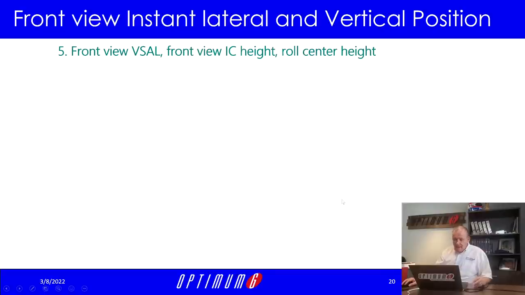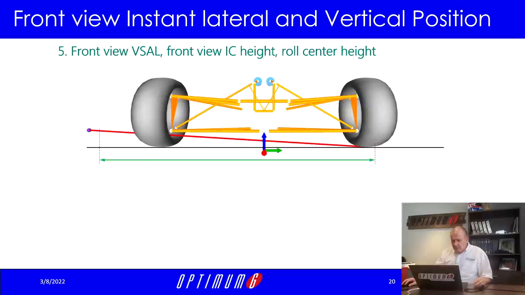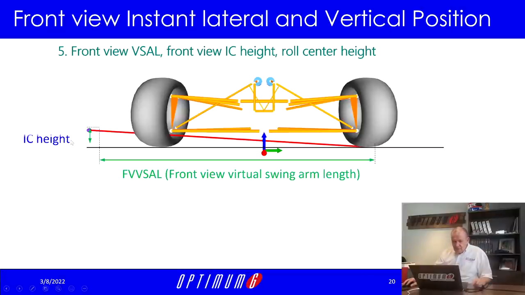All right. Now we're going to speak about front view kinematics. Okay, you have the wheel like this. So the distance between the instant center and the contact patch is what we call the front view virtual swing axle. And that is the instant center position that you have to be careful about and take into account. And necessarily the roll center will be here if the suspension is symmetrical.